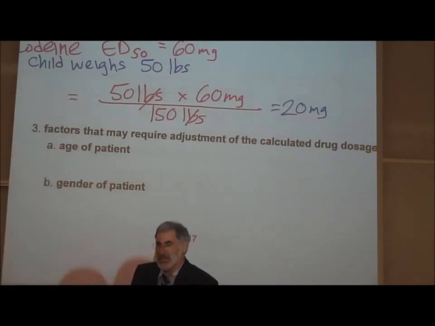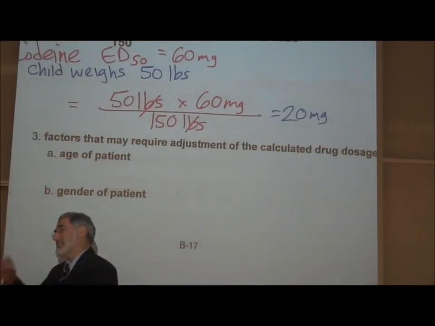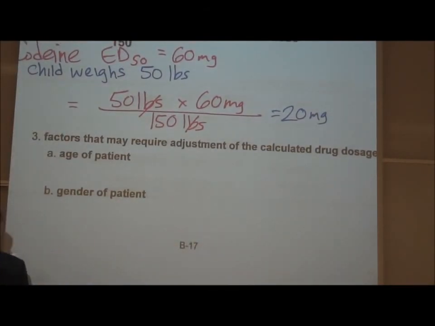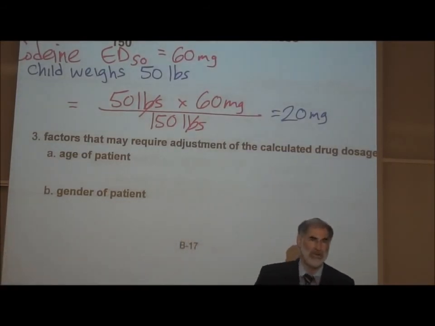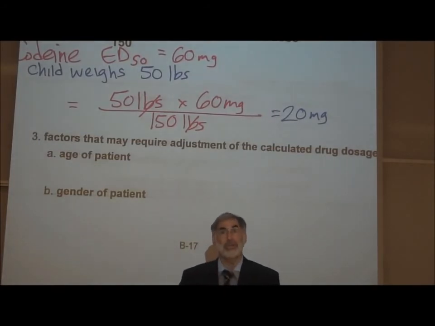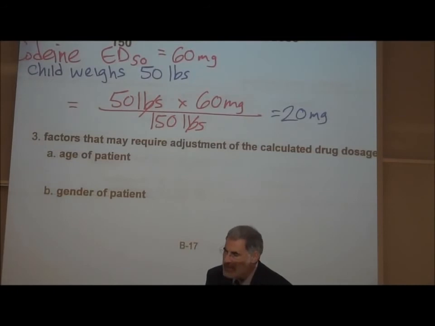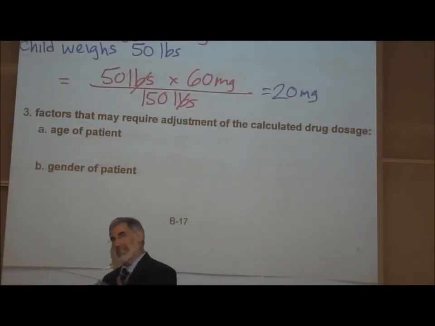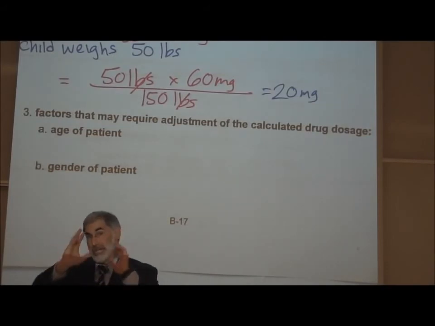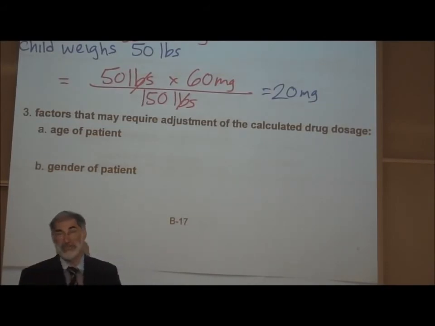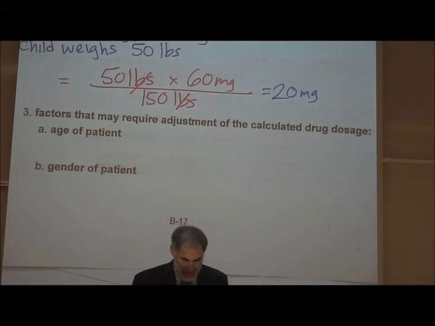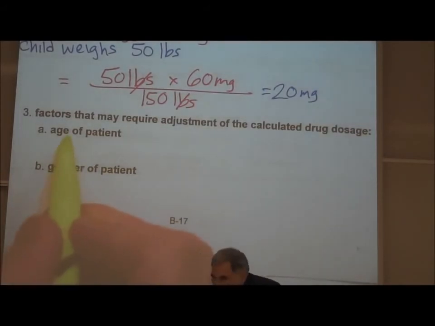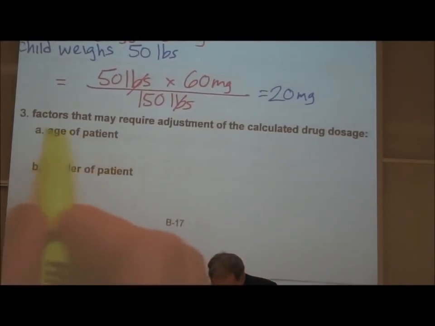In other words, if you look up a drug and it says 60 milligrams, and you're dealing with a 50-pound person, you give them 20 milligrams. You don't give them the adult dose. That makes sense, right? But there are many other factors that we should take into account. Since the normal dosages that they give are for young adult men weighing 154 pounds, 70 kilograms, you should also take into account other factors, including their age.